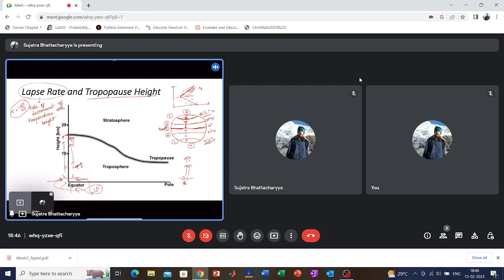This is much stronger, and that's why this vertical ascent is also very strong. Most of the convective activity takes place over this region, and as a result the tropopause height increases as compared to any other regions, or it falls towards the poles. So this is one thing which I wanted to show.